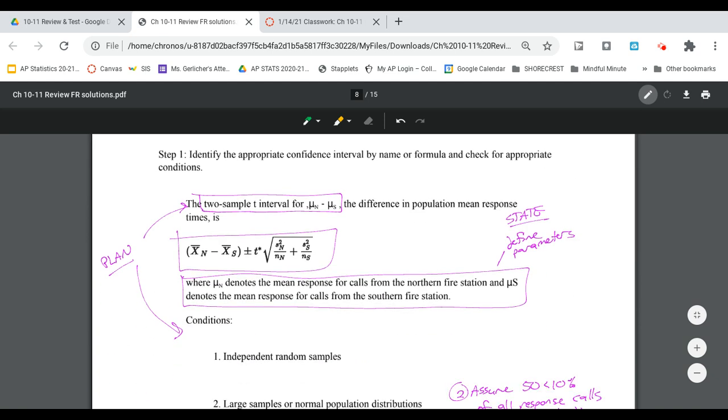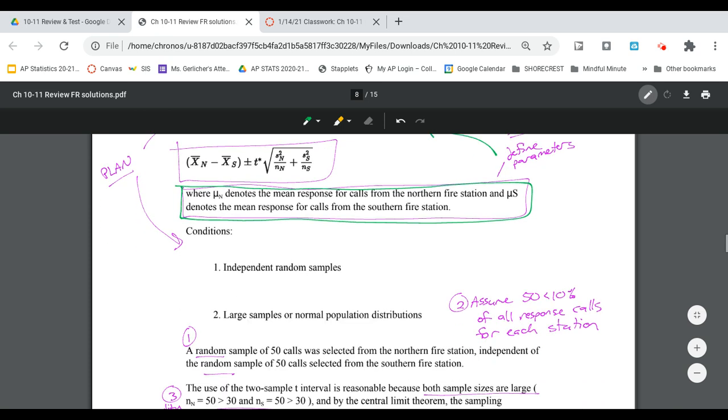So the state part defining the parameters is right here, and it's also kind of included here. They split it up into 2 parts, but basically it's a difference in mu n and mu s, and they describe it as mu n and mu s. The plan part here is the name of our procedure.